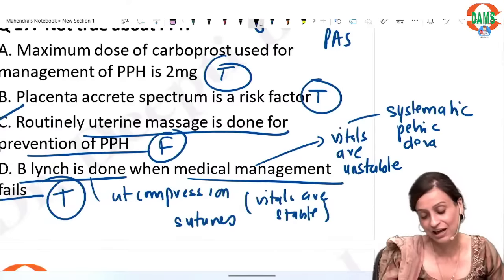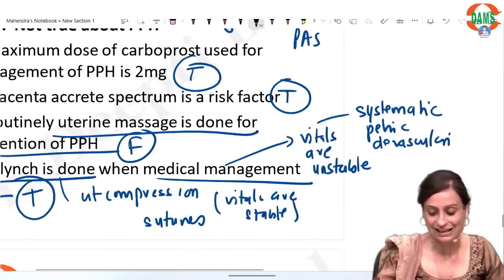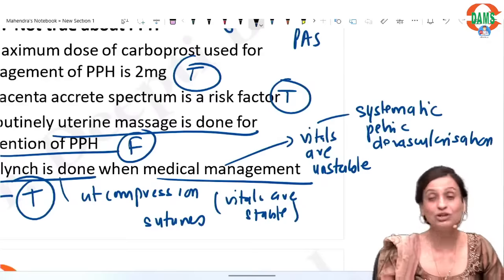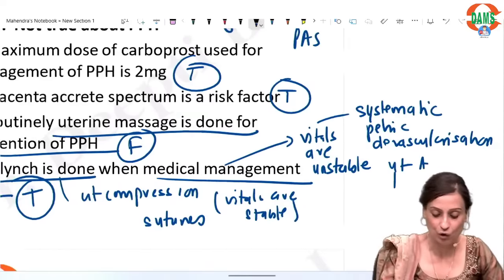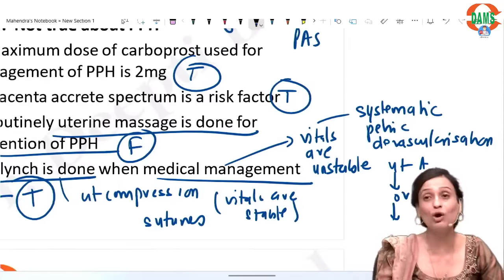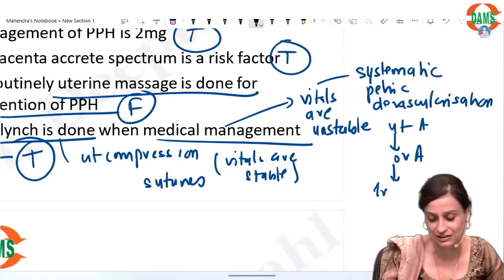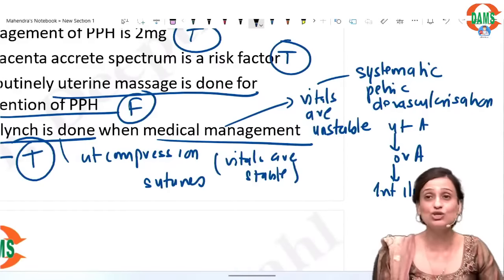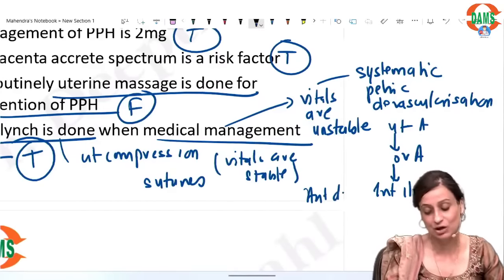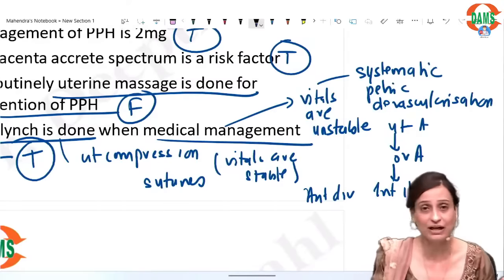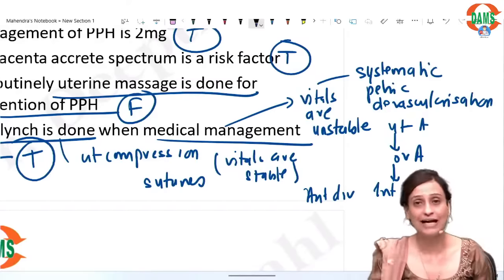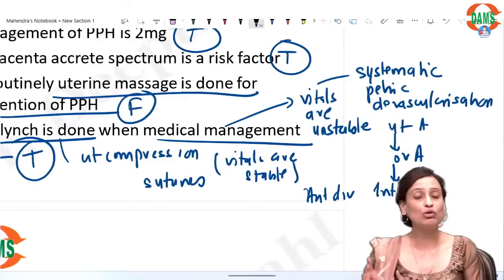Okay, where you begin with ligation of uterine arteries, then you progress to ligation of ovarian artery, and then you progress to ligation of internal iliac, that too anterior division. It has to be only the anterior division. Please go back and read the risk factors of PPH. Okay, types of PPH, they are important for your exam.